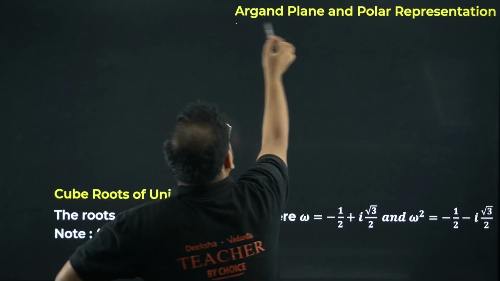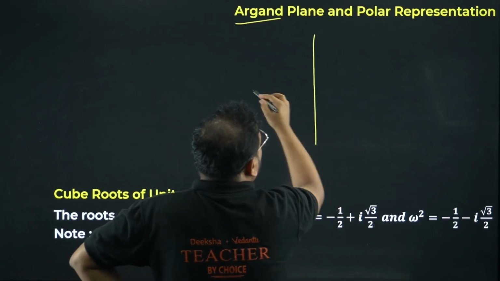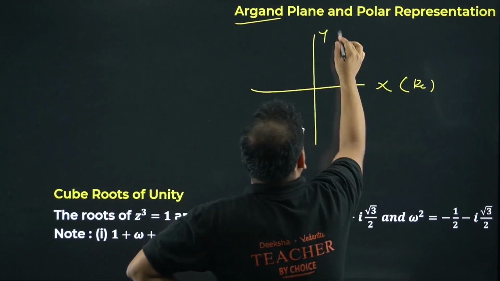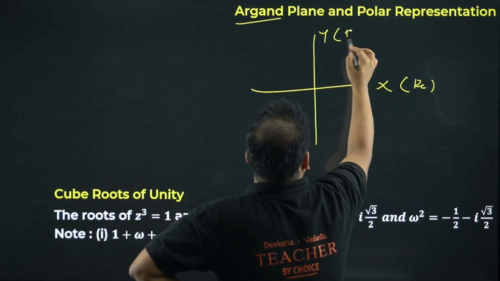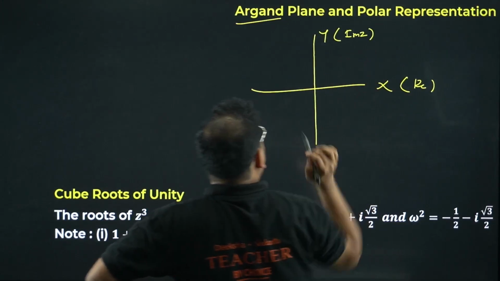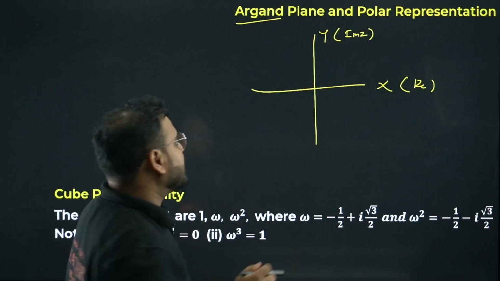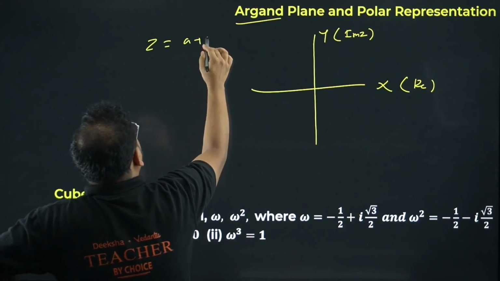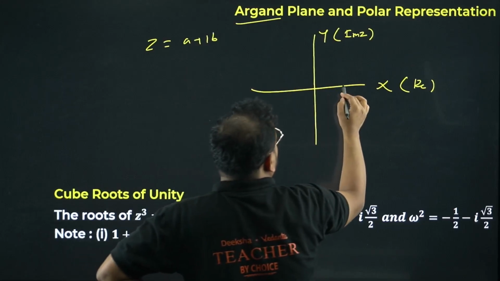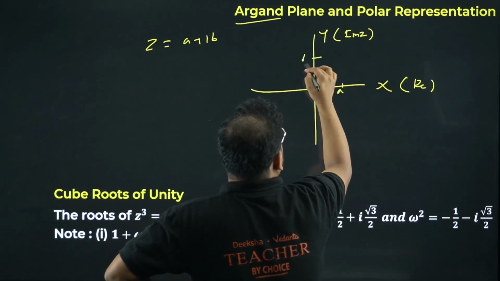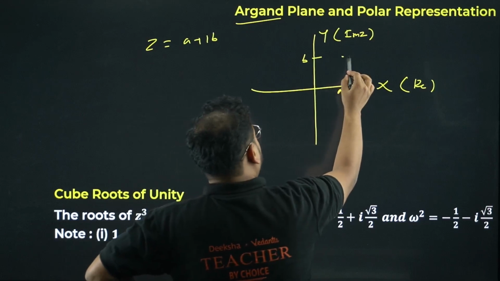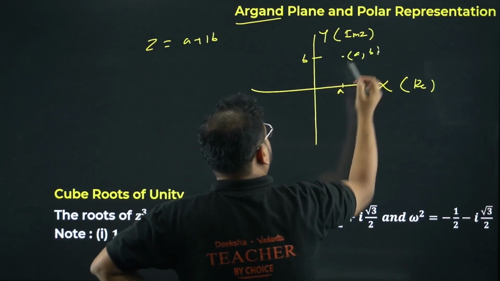Argand plane and polar representation. Let's take the Argand plane first. In the Argand plane, of course we have x and y axis. X represents the real part and y represents the imaginary part of the complex number z. So if I'm writing here, let's say number z equals a plus ib, then a will be on this axis and b will be on this axis, and we'll have the point a comma b like this.